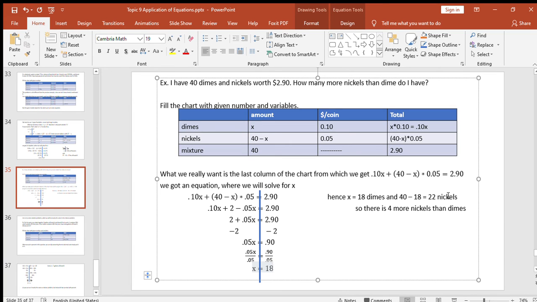But the thing is, did we figure out what the question asks? No, the question asks how many more nickels than dimes do I have. So how do we do that? Well, we're going to subtract 22 minus 18 to get 4.